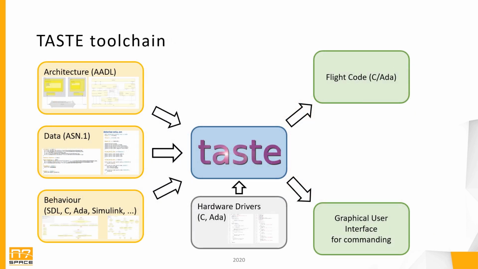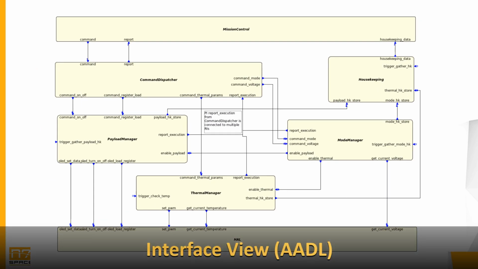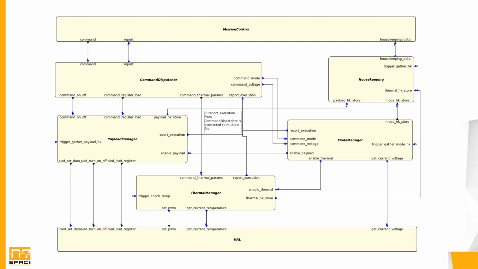A rough initial design of the DemoSat was iterated in Capella and then redesigned in detail using the TASTE toolchain, serving both as modeling and code generation tool. The logical architecture is described using AADL through a so-called interface view. Mission control function represents a graphical user interface for controlling the system. Command dispatcher function is responsible for request verification and routing.